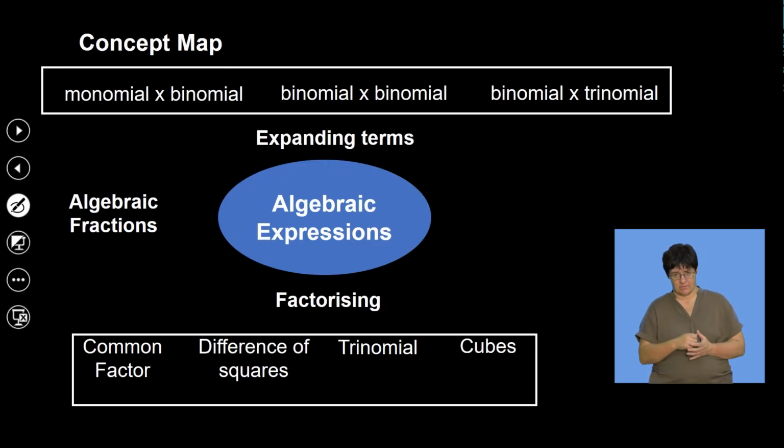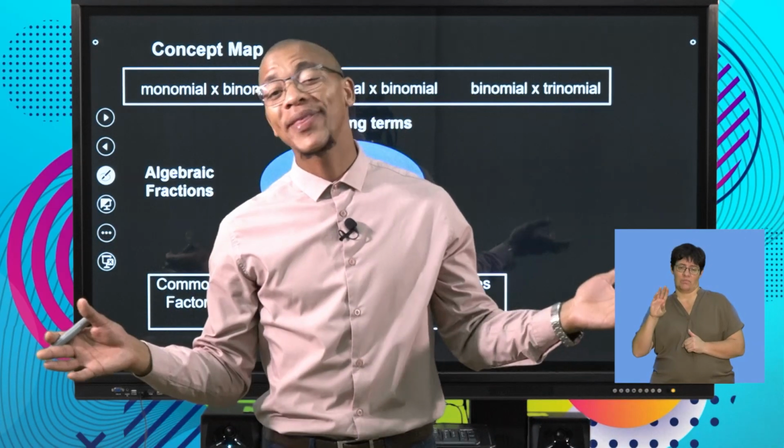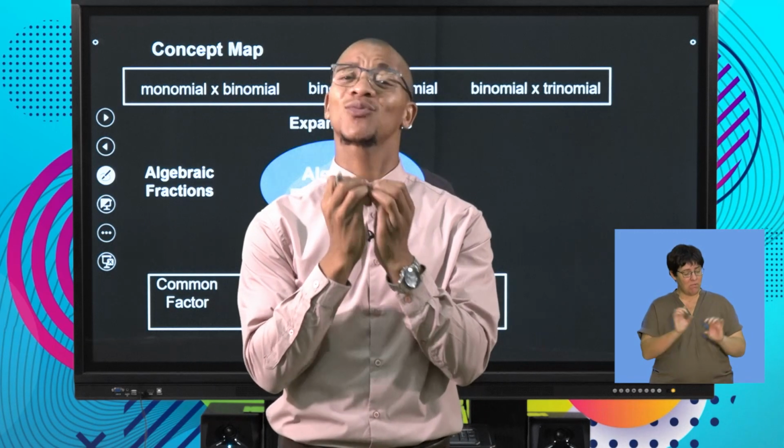This was our map, guys, which we looked at. We said it's algebraic expression. We expanded a monomial with a binomial, a binomial with a binomial, a binomial with a trinomial. We looked at some fractions, some factorizing, which was a common factor, difference of two squares, trinomial, and some cubes. And I hope that clarifies a lot of things that has to do with algebra.